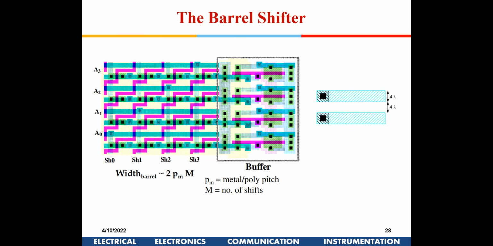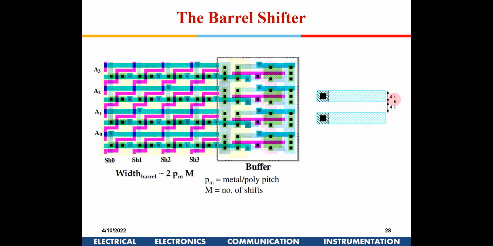Okay. So this is the layout of a barrel shifter. In the layout, in your VLSI classes, you might have studied that each of these wire widths, or it could be the poly width, is generally 4 lambda. And what is lambda? Lambda is actually half of the technology. Like for a 45 nanometer technology, lambda is 22.5.